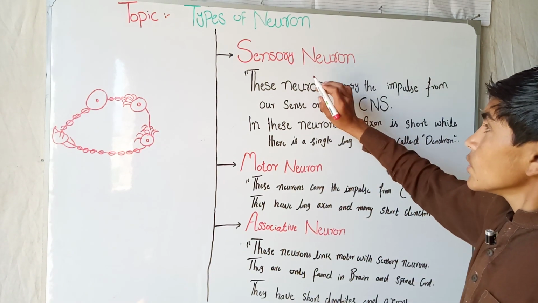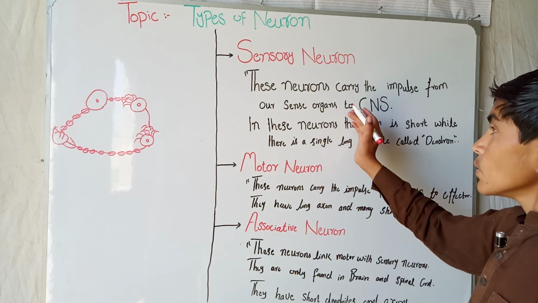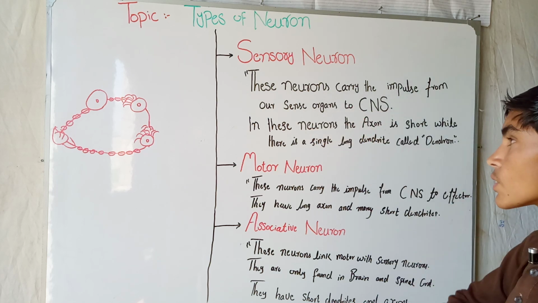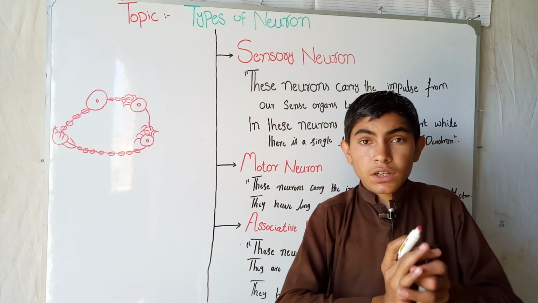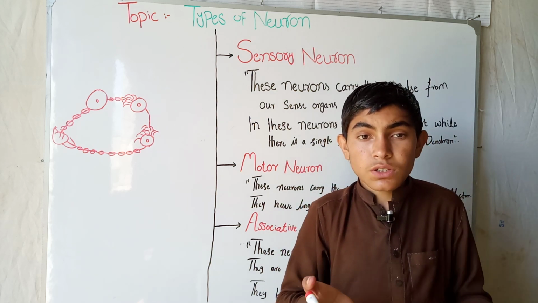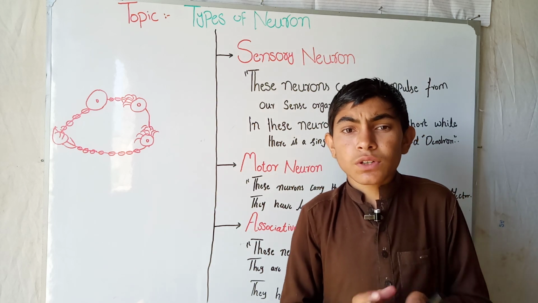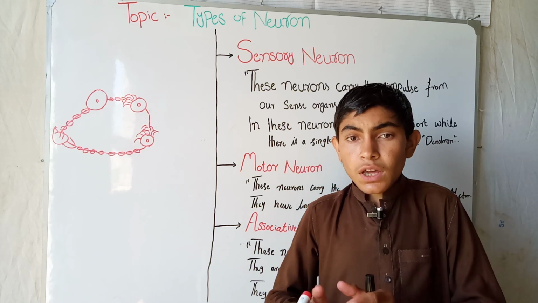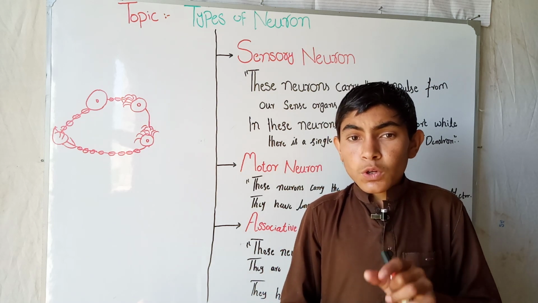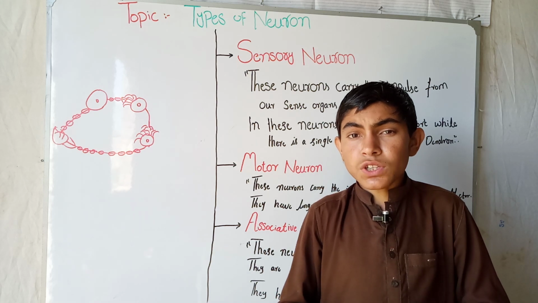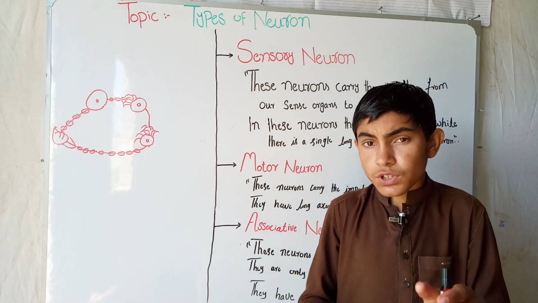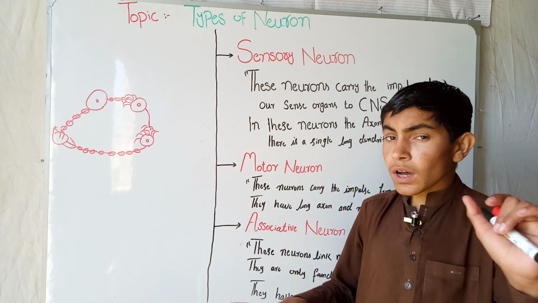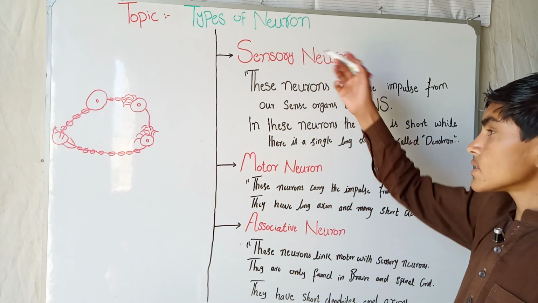A sensory neuron is a type of neuron which carries the impulse from our sense organs to the CNS. Our sense organs are like our skin, our nose, our eyes, our ears. So these neurons carry the impulse from our skin. If someone touches you, then skin is our sense organ, and the sensory neuron carries this impulse of touch from your skin to your CNS. These neurons are called sensory neurons.